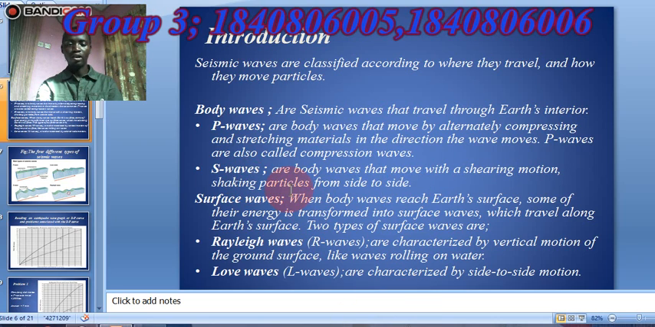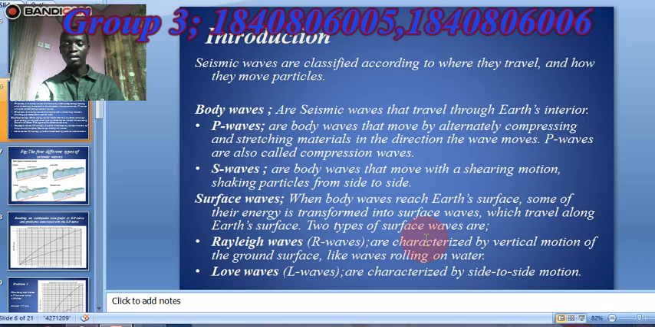And we have surface waves here. When the body waves reach the earth's surface, some of their energy is transformed into surface waves, which travel along the earth's surface. We have two kinds of surface wave: the Rayleigh wave and the Love wave.